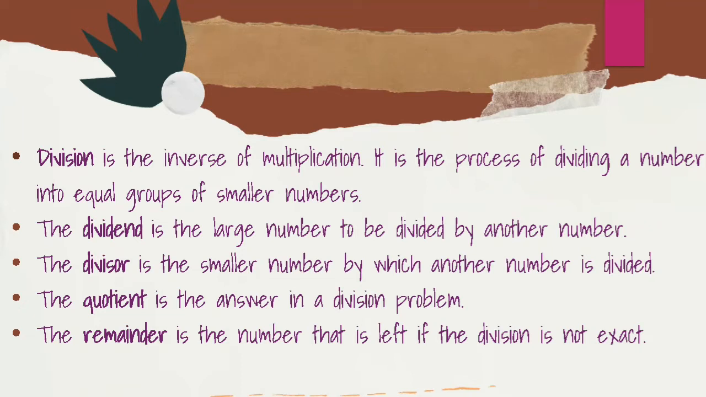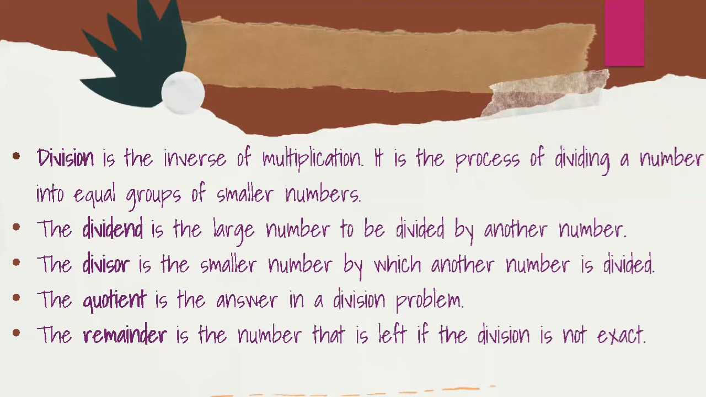Next naman, divisor is the smaller number by which another number, the dividend, is divided. Dinidivide niya yung dividend. Okay? Next natin is the quotient. It is the answer natin in a division problem. So, yun yung tawag, quotient.